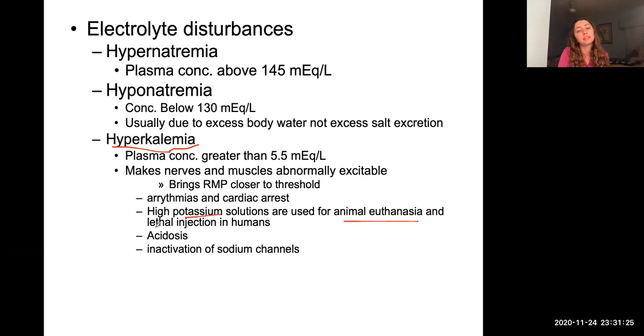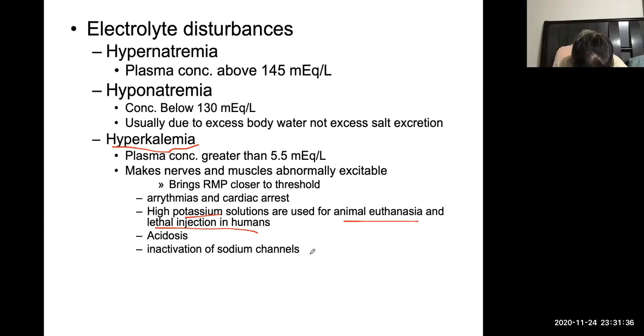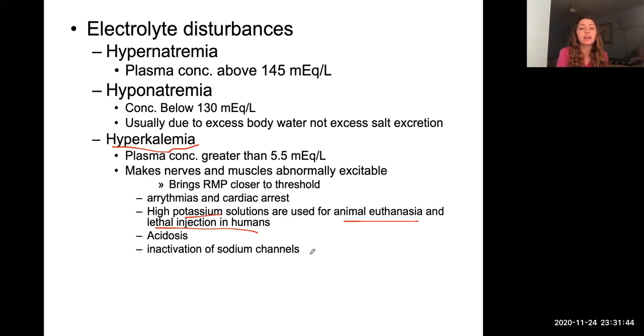So she was saying, I have it in my notes. Hyperkalemia is the excess of potassium. And if you have an excess of potassium, this means that there's going to be more potassium loaded onto that pump to get it out into the tubules.